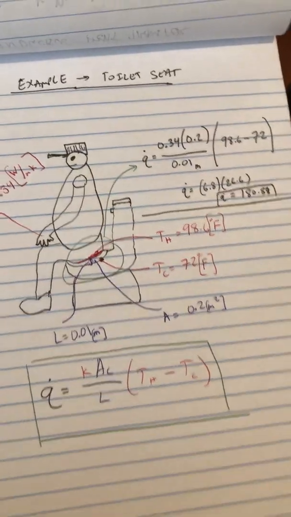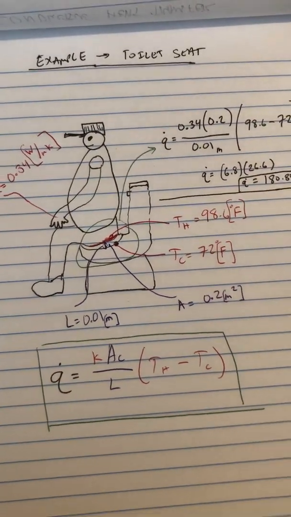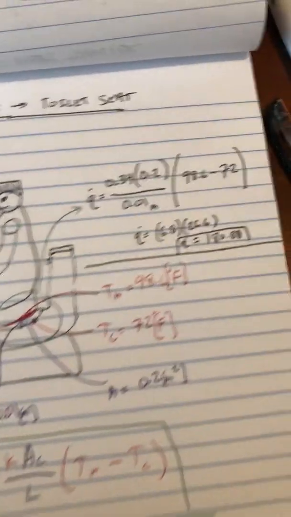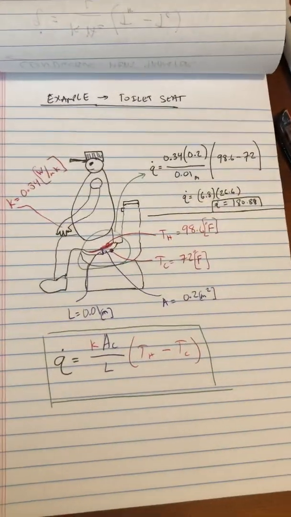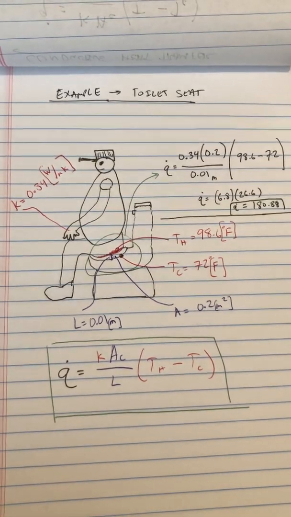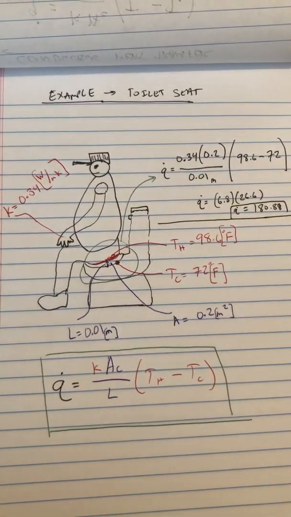So when you plug all that into your equation, it's a simple calculation, and you get a value of 180.88 watts, which is joules per second. That would be your rate. But I hope this helps you a little bit.